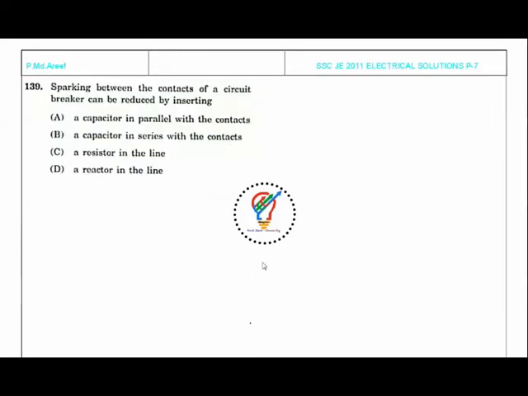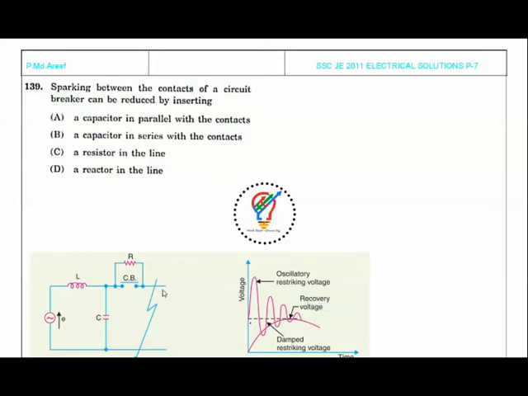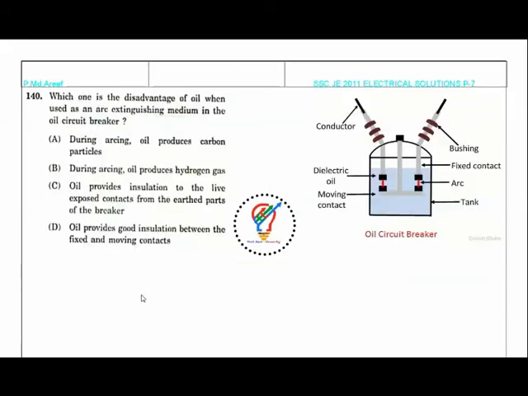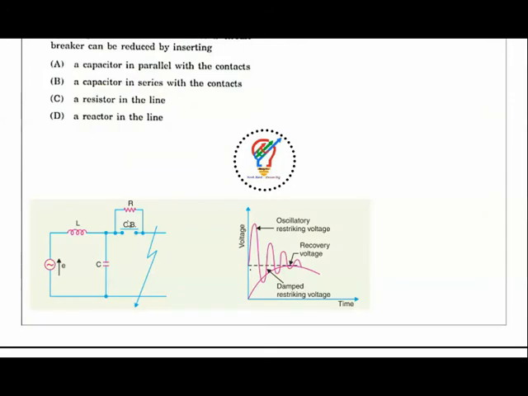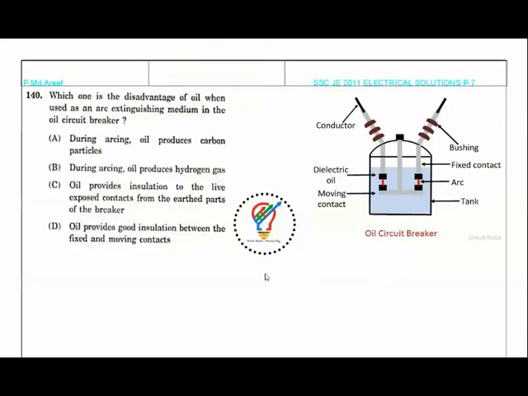Okay. Next question is, sparking between the contacts of a circuit breaker can be reduced by inserting a capacitor in parallel with the contacts, a capacitor in series with the contacts, a resistor in the line, a reactor in the line. So just now we have seen in air blast circuit breakers we are using a resistance in series with the line. So as you can see from the figure here, we are inserting a resistor in series with this transmission line here. So a resistor in series with the contacts. Okay, not resistor or reactor in the line, not capacitor. Next question.